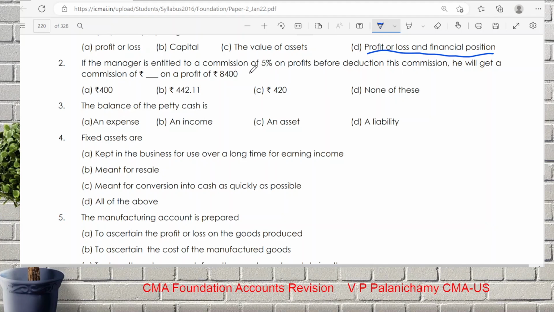The manager is entitled to a commission of 5% of profit, after charging or before charging? Before charging, directly you can take 5%. After charging, then what to do? You have to take 5 by 105. So if it is before charging, take 8,400 into 5%. How much will it come?